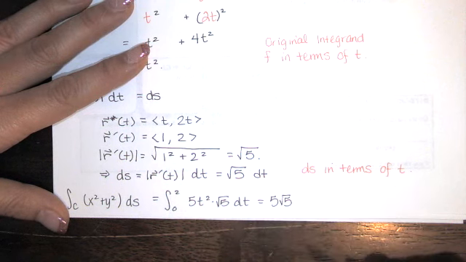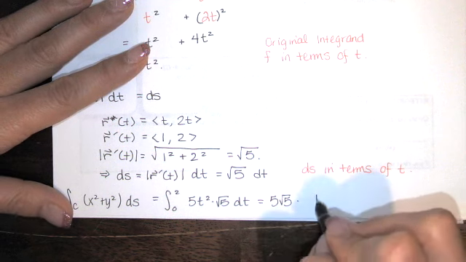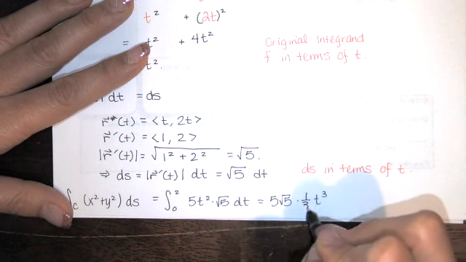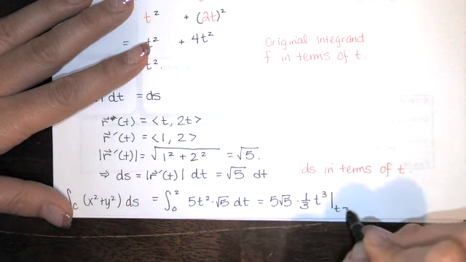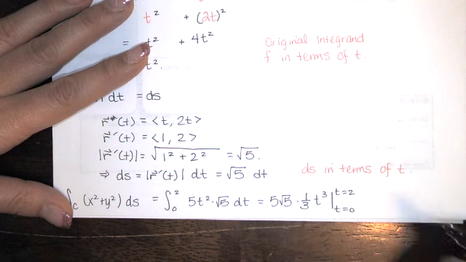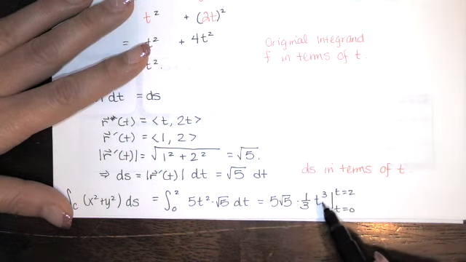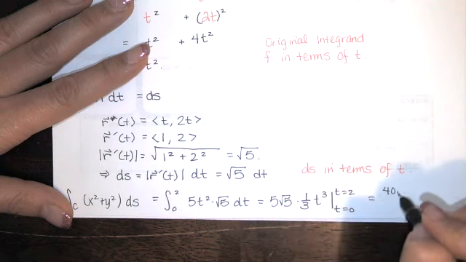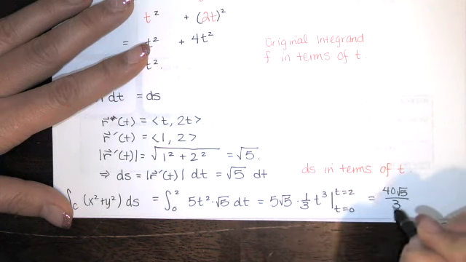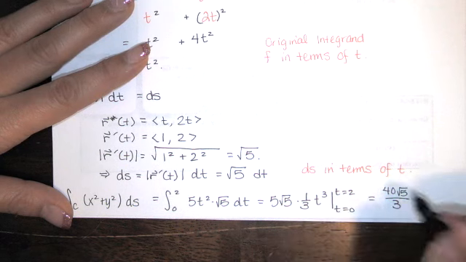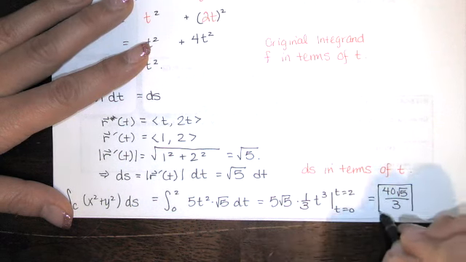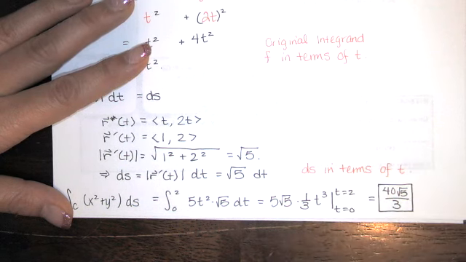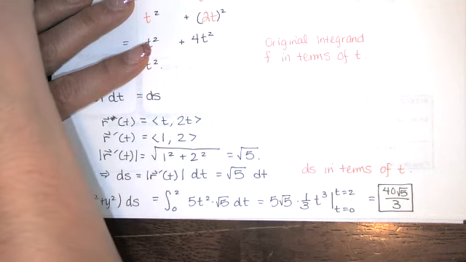Then I'll take the antiderivative of t squared with respect to t. So I'll add 1 to the exponent, divide by the new exponent, evaluate from t equals 0 to t equals 2, and subtract. When we plug in t equals 2 here, we're going to get 8. So 8 times 5 root 5 is going to be 40 root 5. And take all of that and divide by 3. When we evaluate at t equals 0, we get 0. So that is the value of the line integral over that path. Let me know if you have any questions.